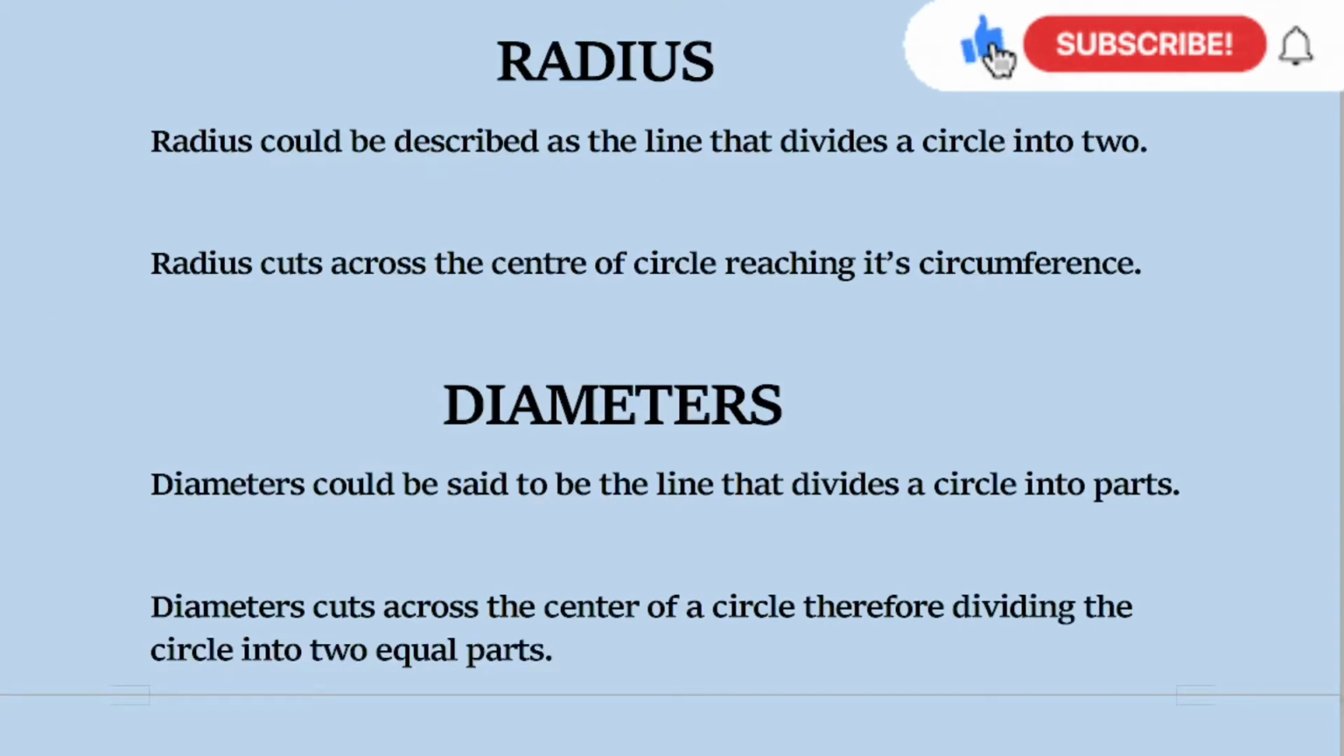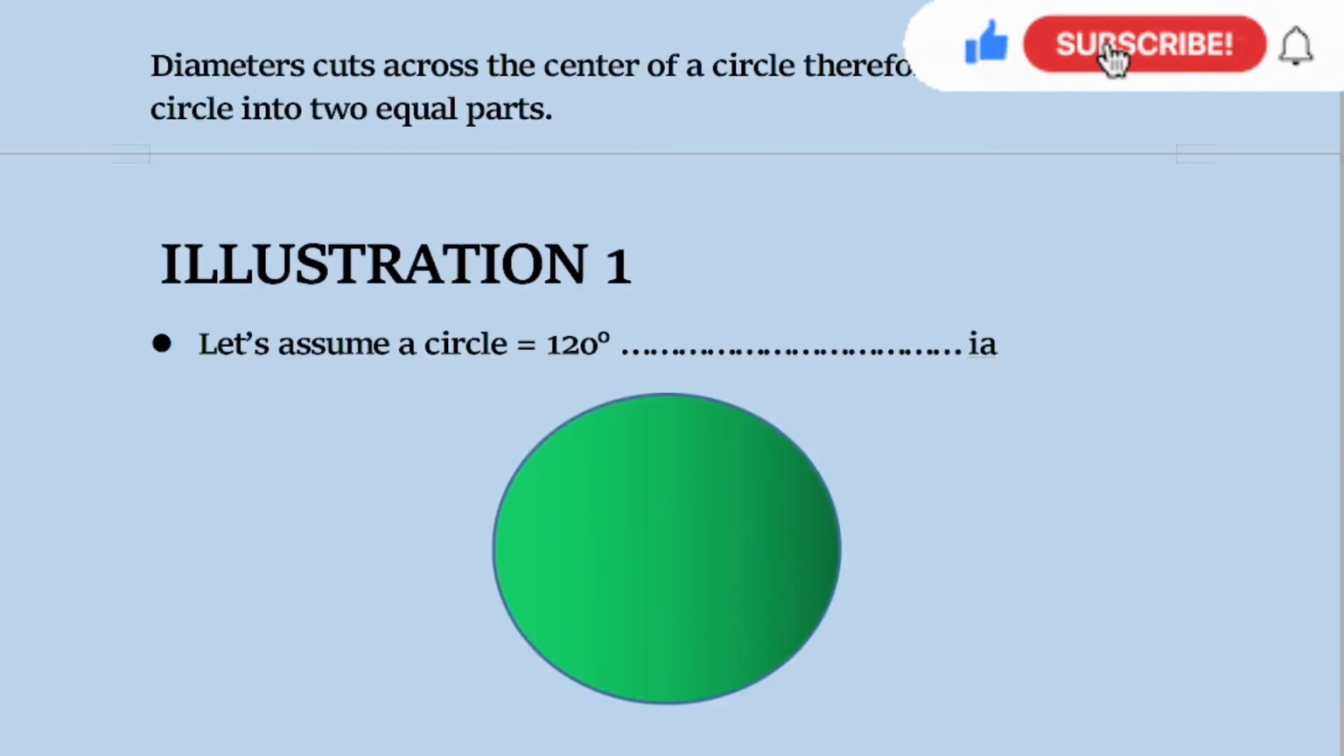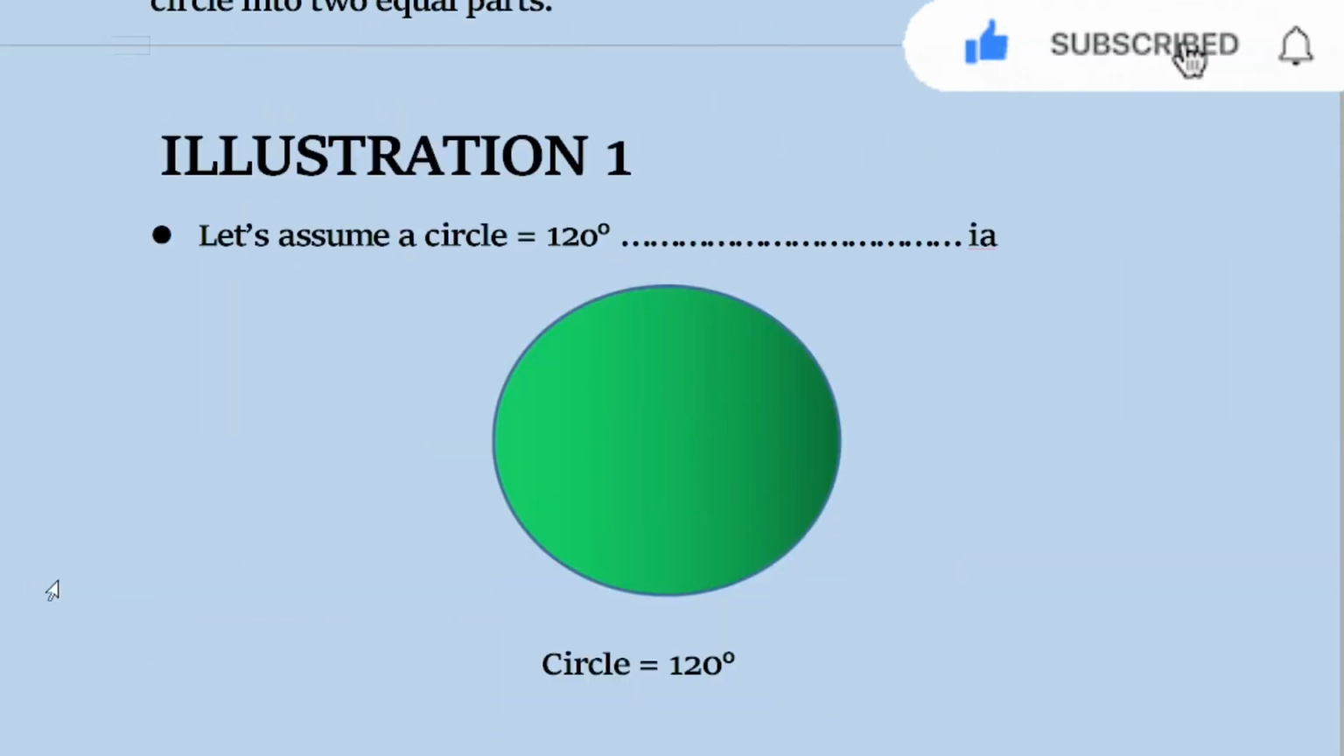A diameter could be said to be the line that divides a circle into parts. Diameters cut across the center of the circle, therefore dividing the circle into two equal parts. All this we get to know in the illustration below. So let's assume a circle equals 120 degrees. So we then say this is a circle. We agree. So let's move forward.